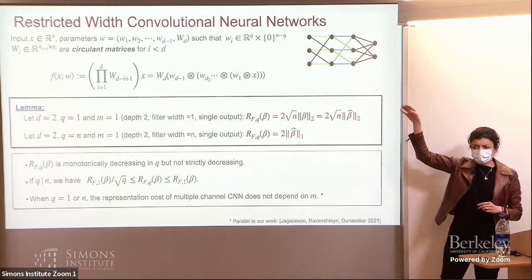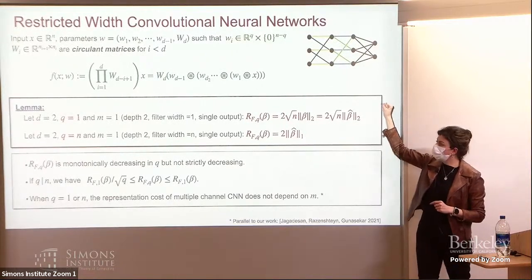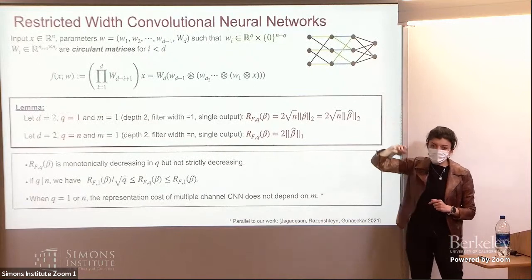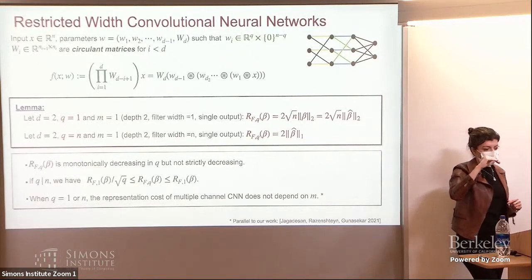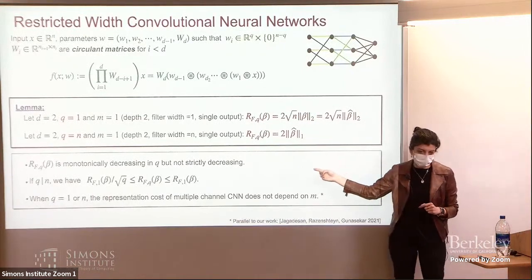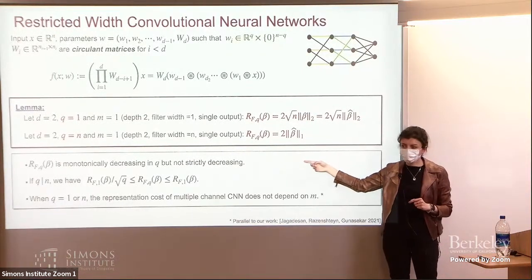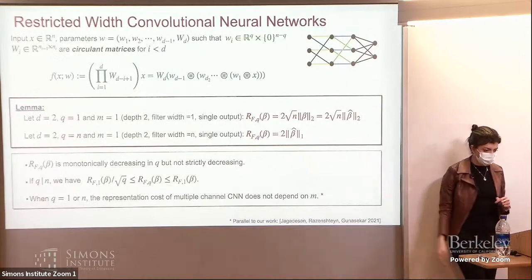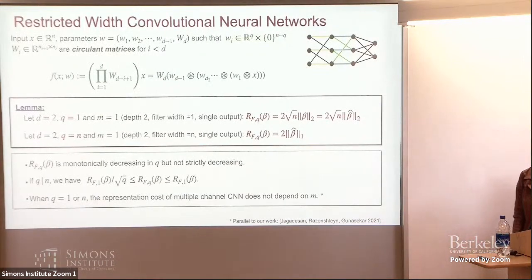And the reason is that as you increase Q, you're basically adding edges. So the representation cost cannot go up, but it is not strictly decreasing. We have a counterexample that shows that there are cases in which this is not strictly decreasing.